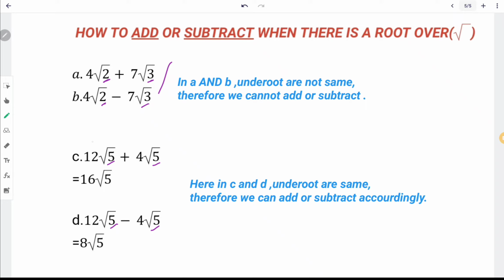So how do we add? We just have to add the outsides. Okay, 12 plus 4, 16, and then root 5. Same thing again, 12 minus 4, we're going to get 8, right? And then the answer will be 8 root 5.